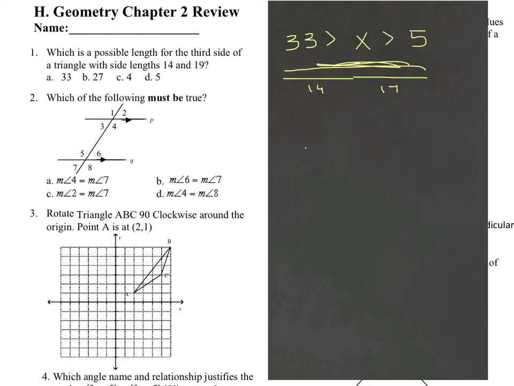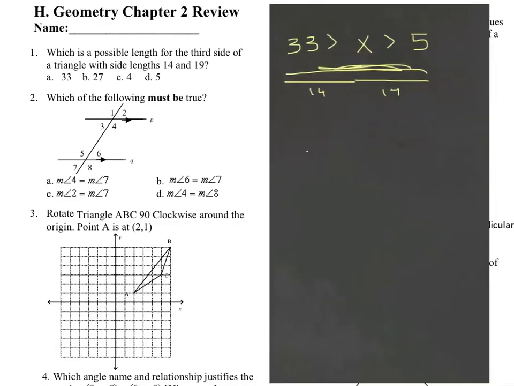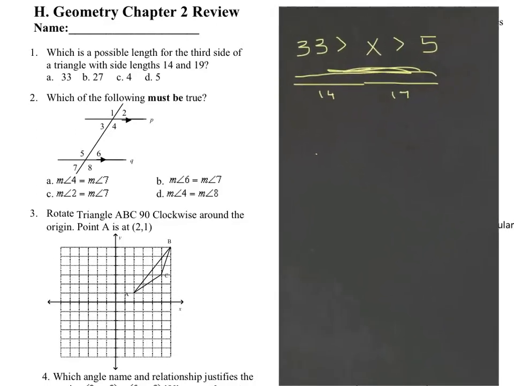So, since I am in between those two values, then what I need is 33's out because it can't equal 33, 5's out because it can't equal that, 4 too small, but 27 is a possibility for that third side. All right, let's go ahead and look at number 2.